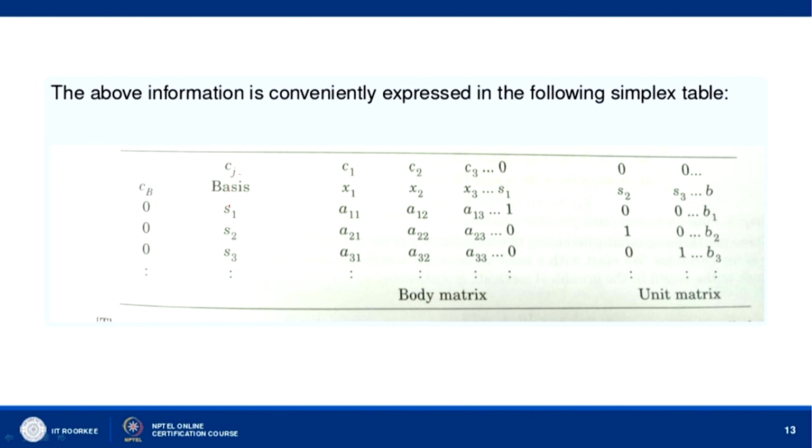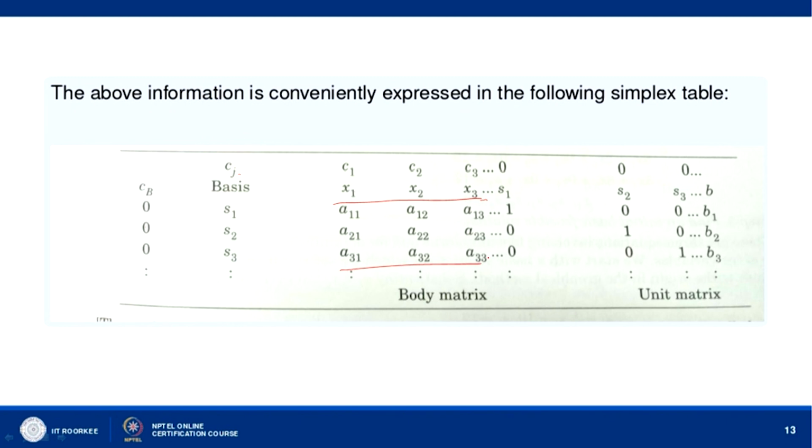So, under the basis we write the variables S1, S2, ..., Sm and their coefficients in the objective function are zeros. So, we write 0, 0, 0 and so on. This is the body matrix: a11, a12, a13 and so on, a1n, a21, a22, a23, a2n, a31, a32, a33, a3n.